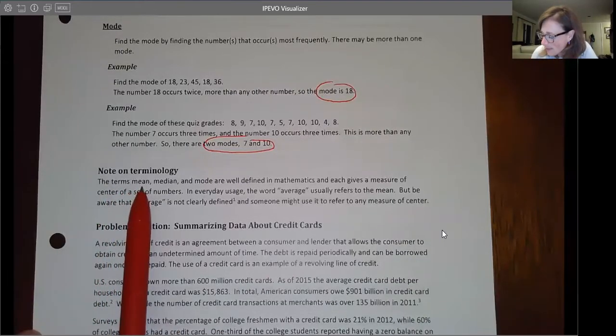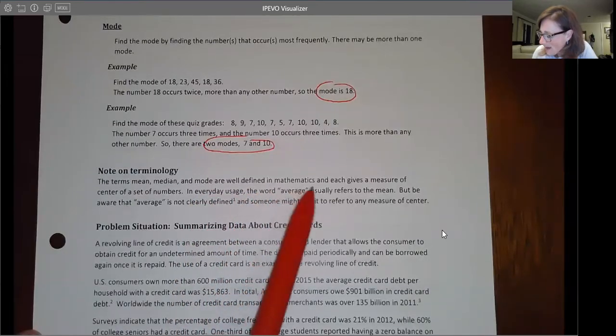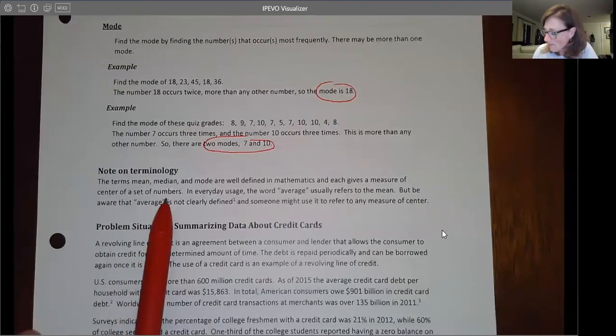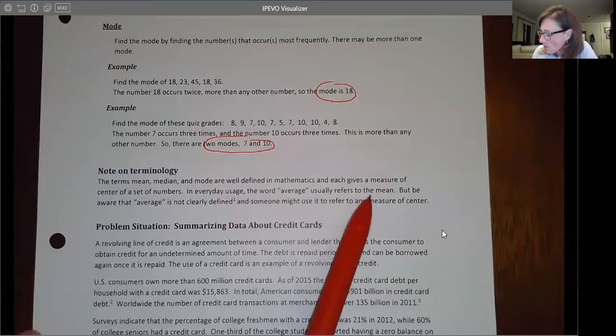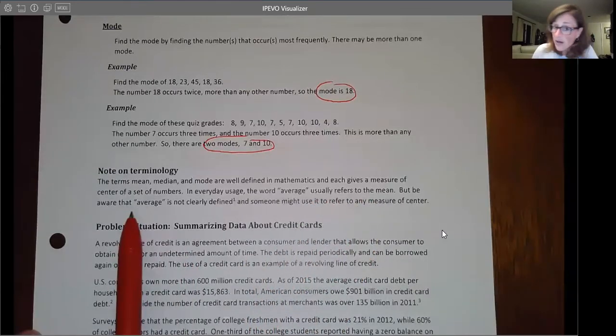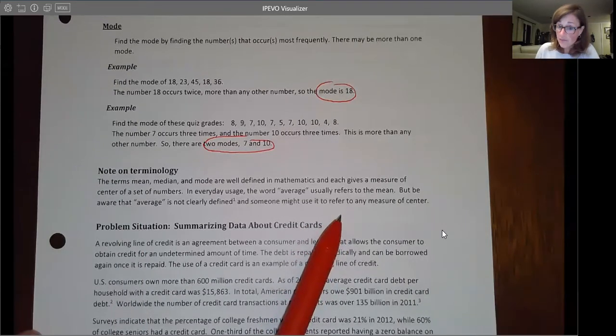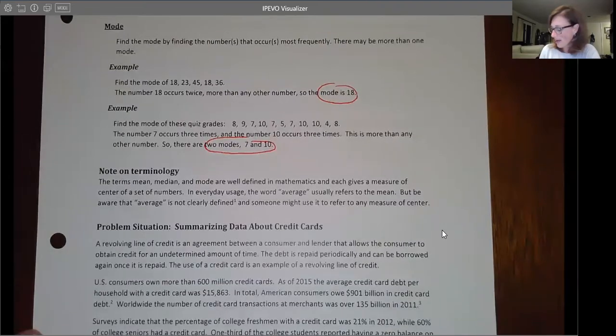So it says the terms mean, median, and mode are well defined in mathematics, and each gives us a measure of the center of a set of numbers. In everyday usage, the word average usually refers to the mean, but be aware, average is not clearly defined, and someone might use it to refer to any measure of center. And that's the kind of thing that we have to worry about. And we'll talk about these misleading terms of average when we're on Zoom on Friday.